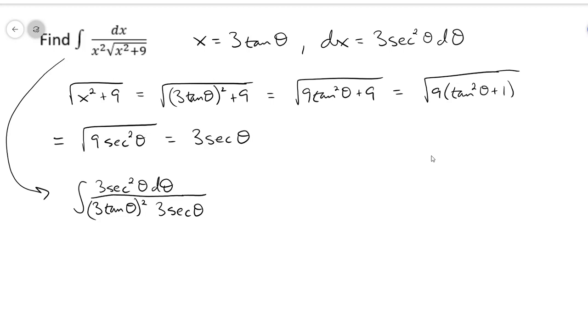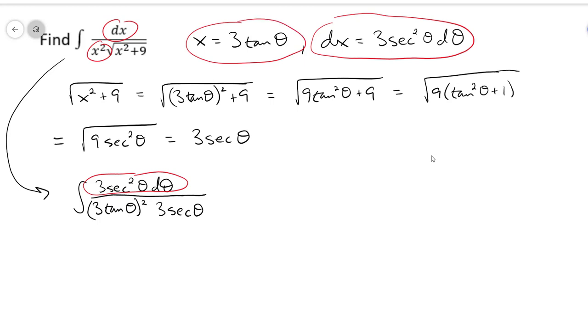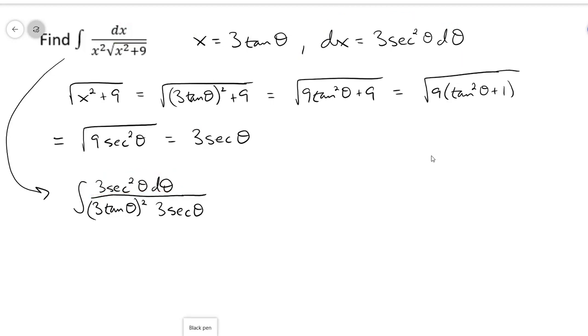Okay, so just to be clear here, the dx right there, that's this. That becomes all of this in the numerator. The x squared right there, this is what x is. So we plug that in and square it right there. And then finally, the square root of x squared plus 9. We went through and saw that that was equal to 3 secant theta. So this is our new integral.